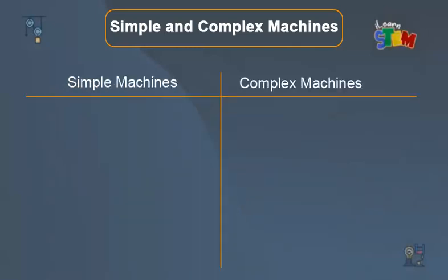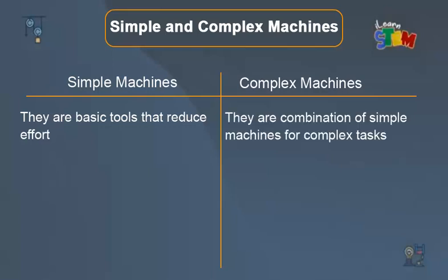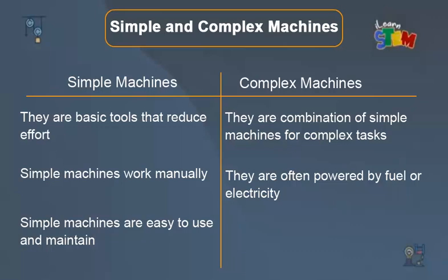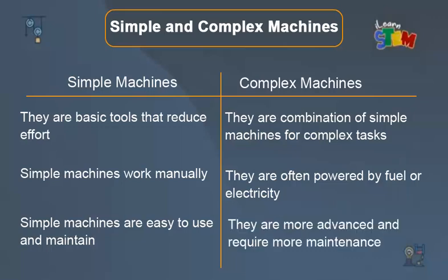Key differences between simple and complex machines. Simple machines are basic tools that reduce effort, while complex machines are a combination of simple machines for complex tasks. Simple machines work manually, while complex machines are often powered by fuel or electricity. Simple machines are easy to use and maintain, while complex machines are more advanced.